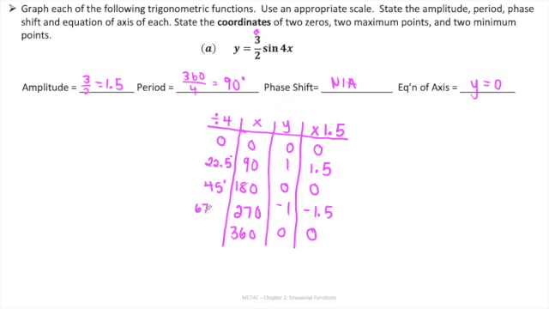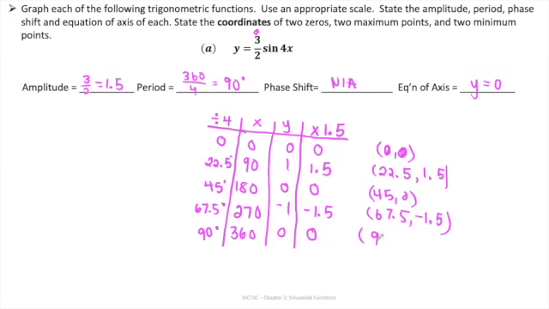270 is 67.5. And then 360 divided by 4 is 90. Okay, so you're going to get new points that are going to be 0, 0, 22.5, 1.5. 45, 0, 67.5, negative 1.5, and then 90, 0.